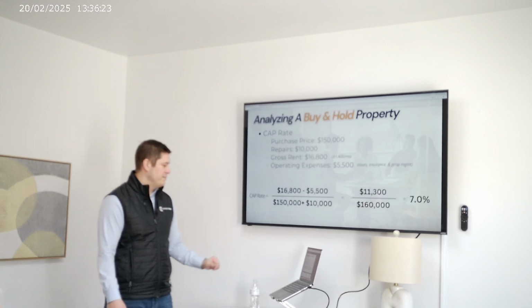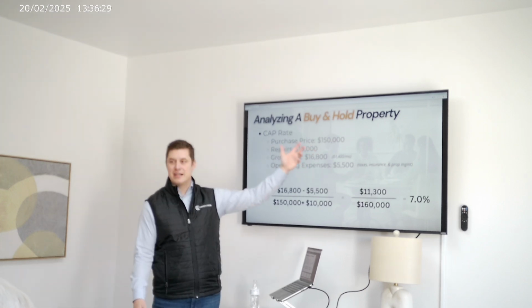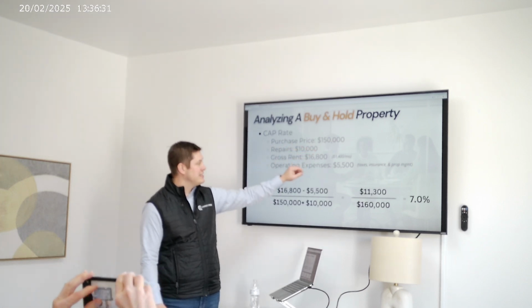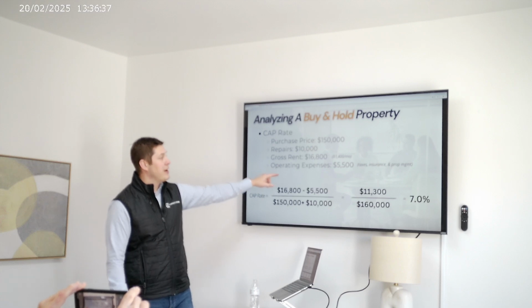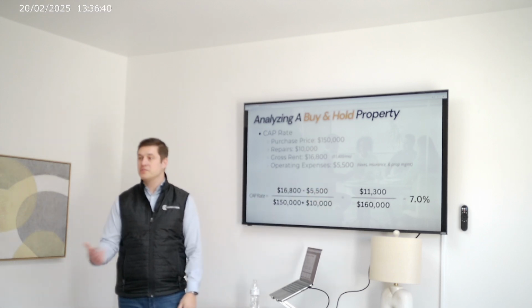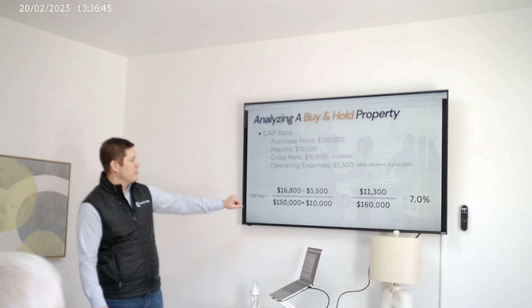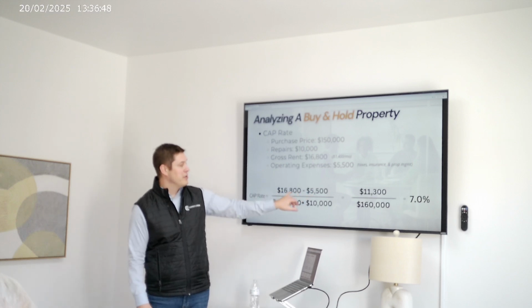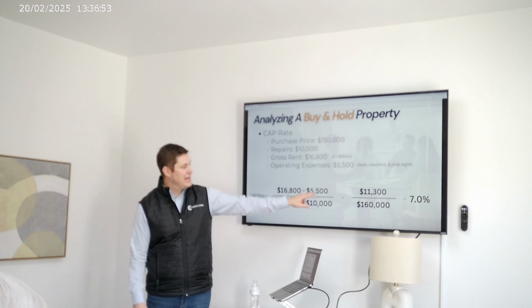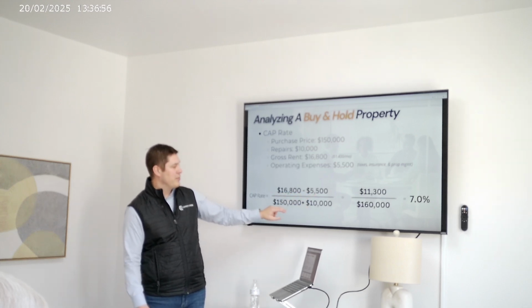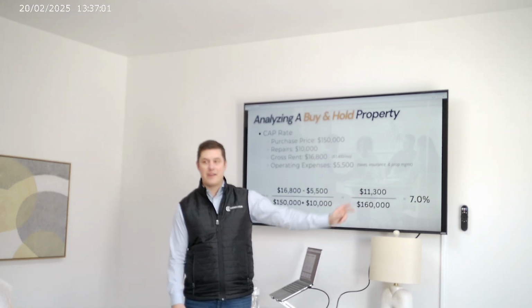So let's use an example. We have a purchase price of $150,000, repairs of $10,000, make ready or something, and gross rents, annual, of $16,800, which is $1,400 a month. Operating expenses are about $5,500: taxes, insurance, property management, some vacancy, some maintenance, whatever. So it's my rents, $16,800, minus my expenses, divided by my purchase price plus repairs. So $11,300 divided by $160,000 is a 7% cap rate.